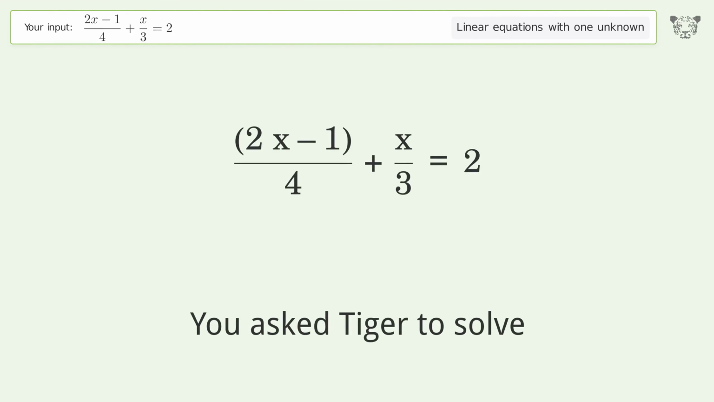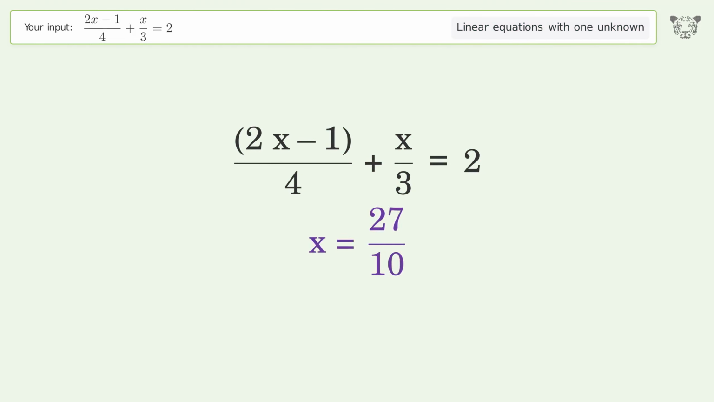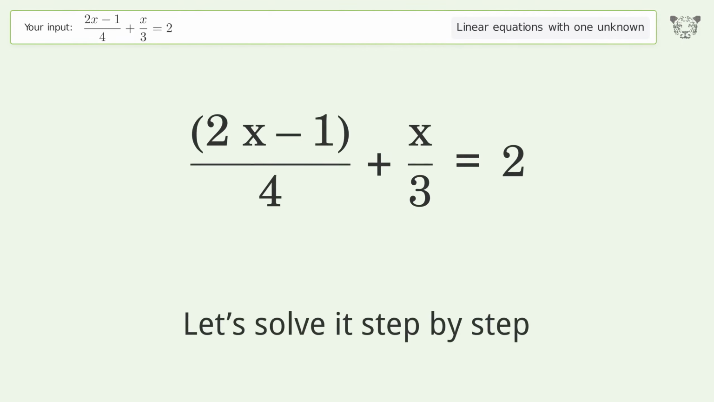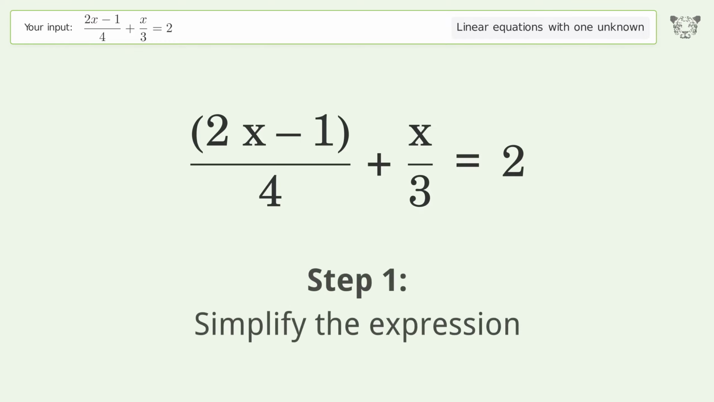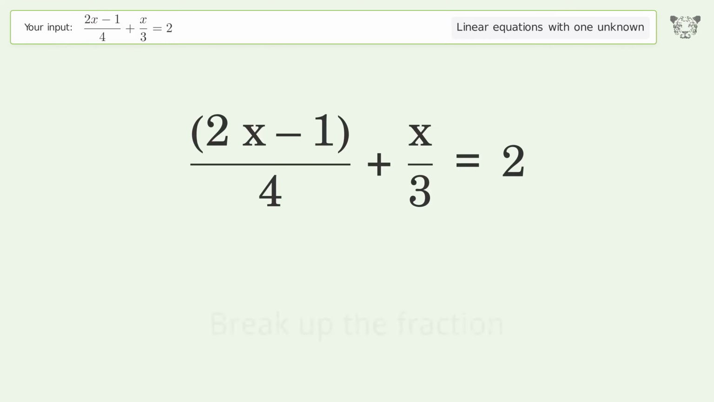You ask Tiger to solve. This deals with linear equations with one unknown. The final result is x equals 27/10. Let's solve it step by step. Simplify the expression. Break up the fraction.